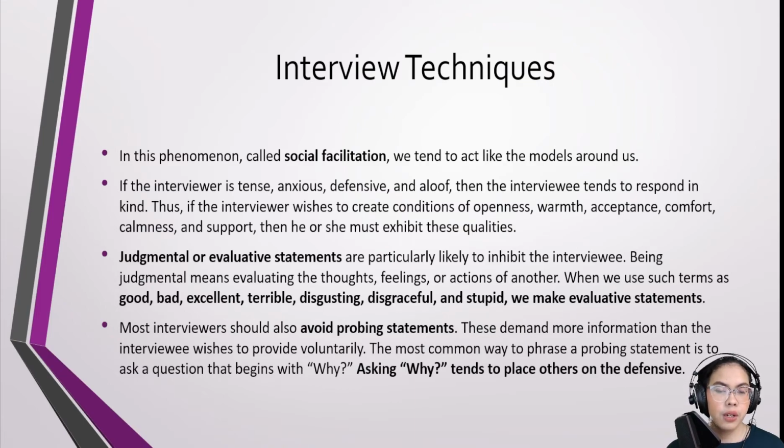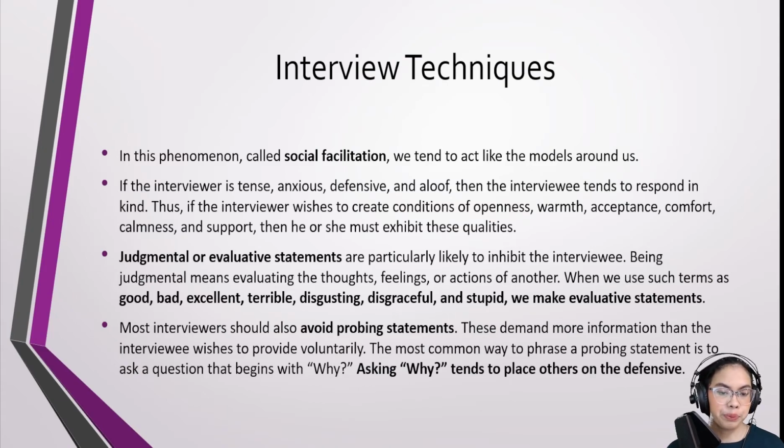So usually the number one thing that we should avoid is, of course, making judgmental or evaluative statements, especially if it will inhibit the interviewee. We do not use terms that are judgmental, especially in evaluating the thoughts, feelings, and actions of the clients or patients. We don't use terms such as good, bad, excellent, terrible, disgusting, disgraceful, and stupid. These are evaluative statements.